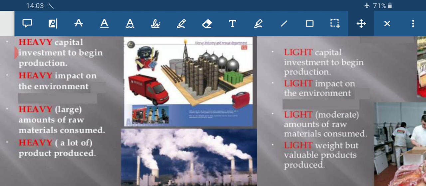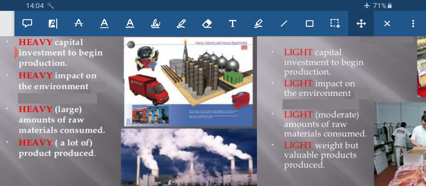In heavy industry, large amounts of raw material are consumed. Light industries have a moderate amount of raw materials for their consumption. Heavy industries produce a lot of products. Light industries produce lightweight but valuable products, not irrelevant ones, but products that are required for the society.